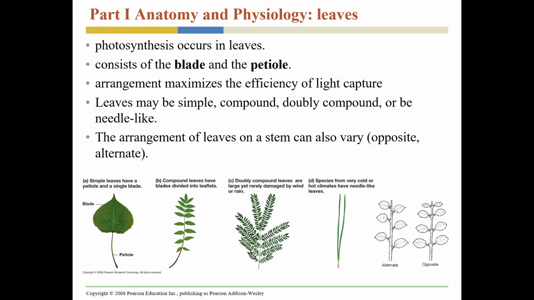you have a lot of snow. If you have a broad leaf, it catches the snow and then makes those branches break off. So when snow falls on needle-like leaves, it just kind of falls right through.